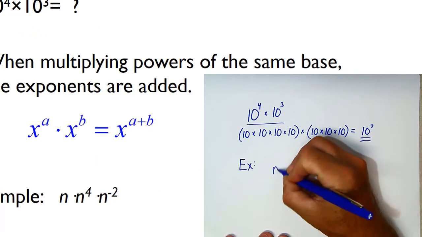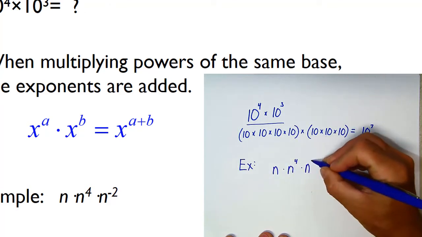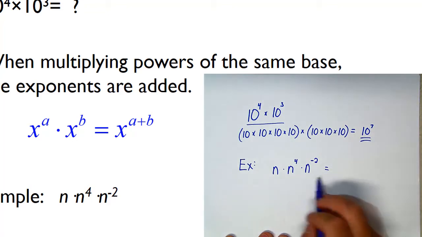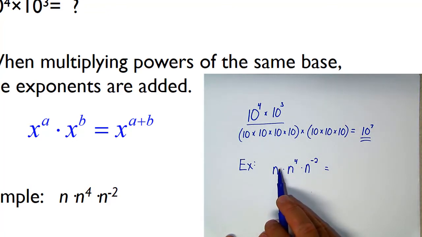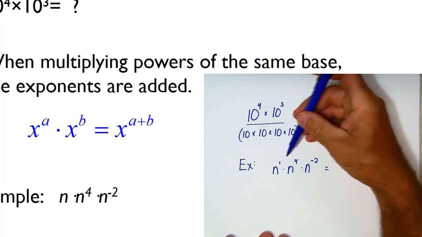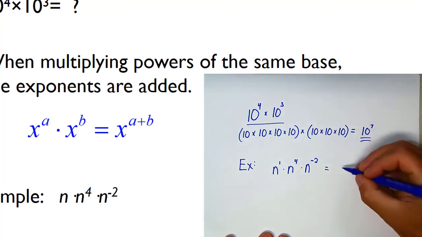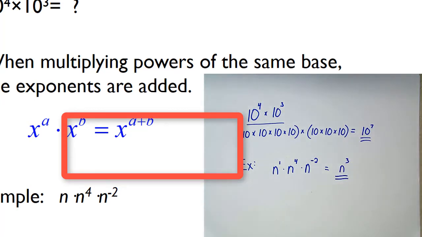So for the example that's shown here, we can say that n times n to the 4th times n to the negative 2nd, those are all the same bases, we can add the exponents. Be careful here, because what is the exponent on n? A lot of people will incorrectly say that that's 0 since there's nothing there, but that's the same as n to the 1st power. So we have 1 plus 4, which is 5, minus 2, that leaves us with n to the 3rd power, and we've simplified that expression.